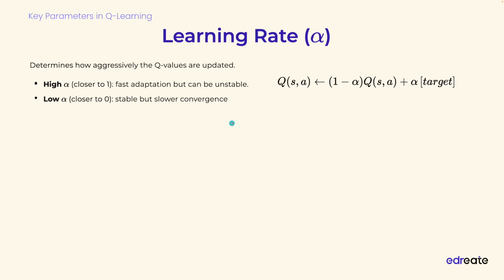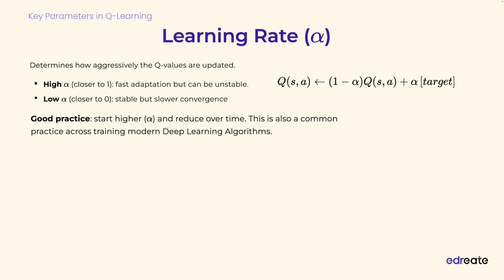High learning rate means we learn faster, so there is faster adaptation, but this can be quite unstable. Low learning rate means the learning process is stable, but it's slower to converge. If the learning rate is too low, we may even never converge. So you can probably guess that we need a good balance of these for the best results.